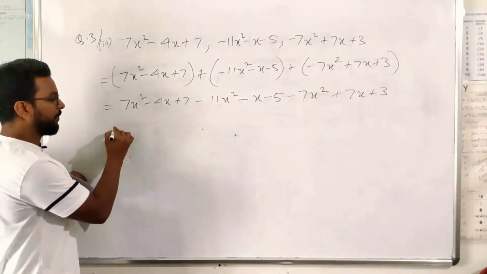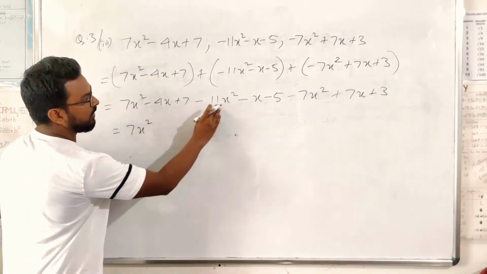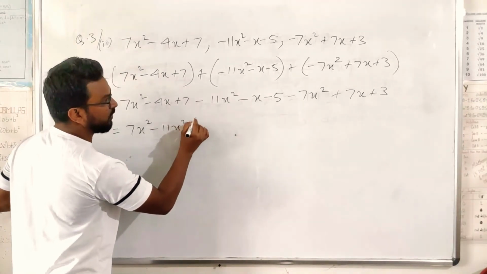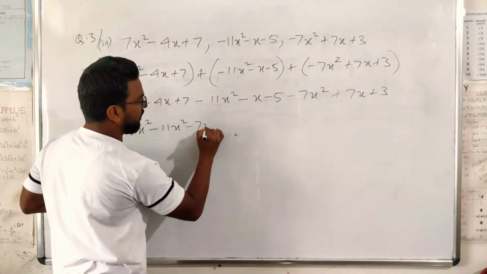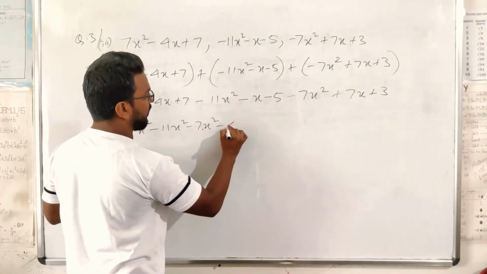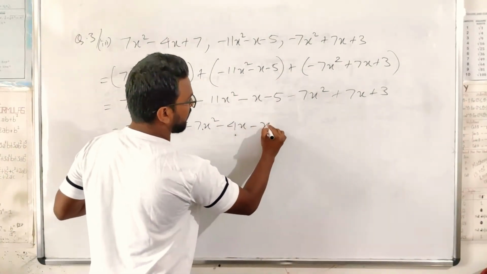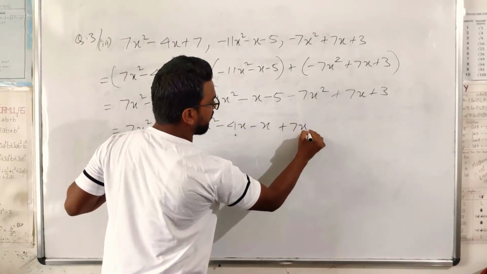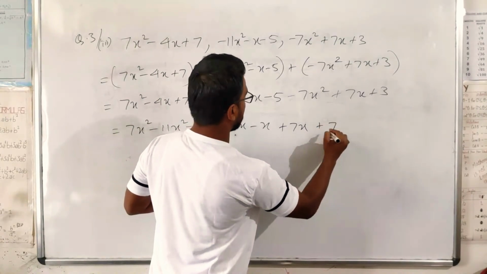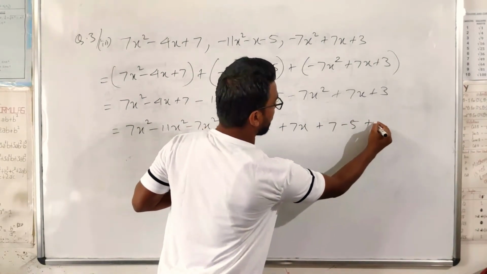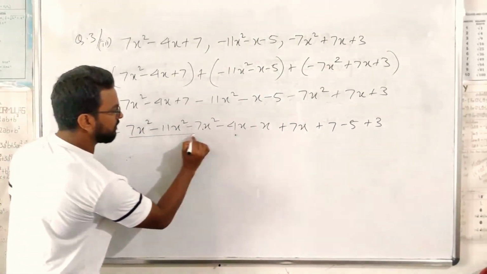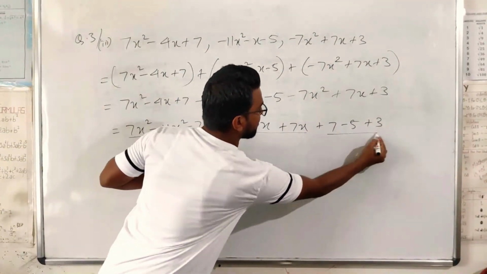That will be easy. So 7x square, x square, one more x square is here, so we'll bring it: minus 11x square and minus 7x square. Next term is minus 4x, this will be minus x, and the other one is 7x. Next, the numerical terms: 7 minus 5 plus 3. Now it will be simple for us. They are the like terms.